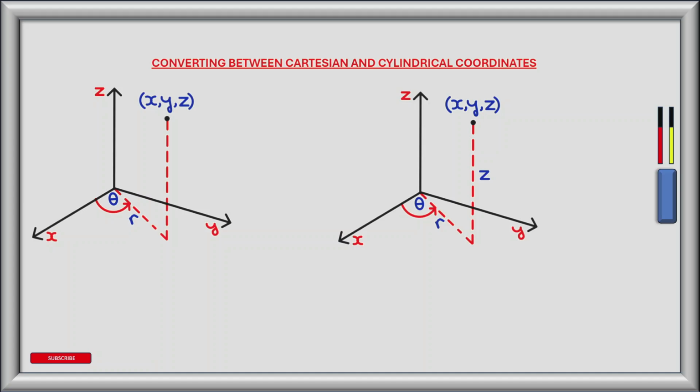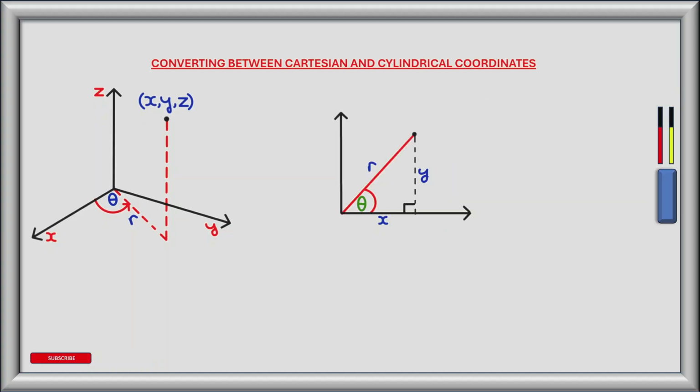The x and y coordinates are converted to an r, theta coordinate in an identical way to what we saw with polar coordinates. So let's quickly recap on how r and theta are calculated. Using this diagram, we're looking down from the z-axis onto the xy plane, and we can use a combination of Pythagoras' theorem and basic trigonometry to convert the x and y coordinate to an r and a theta coordinate.